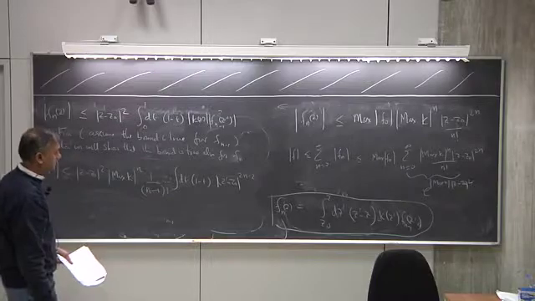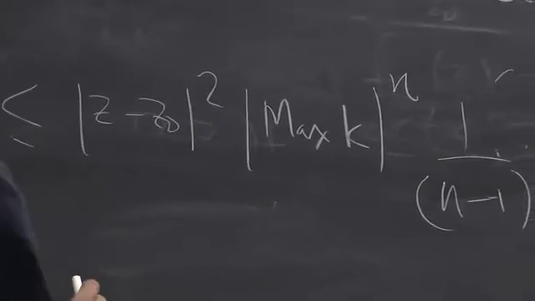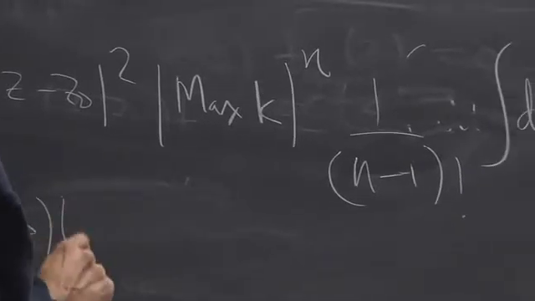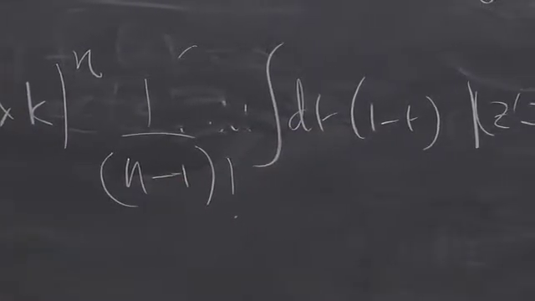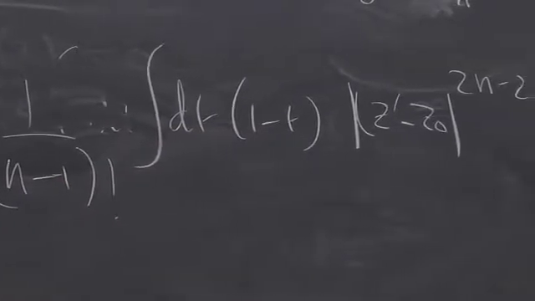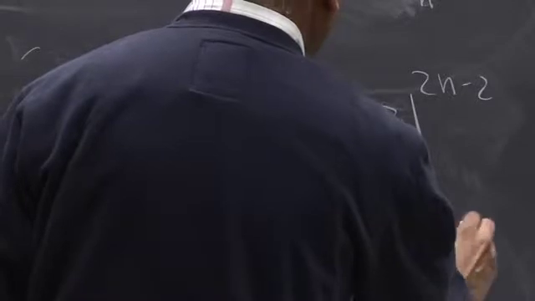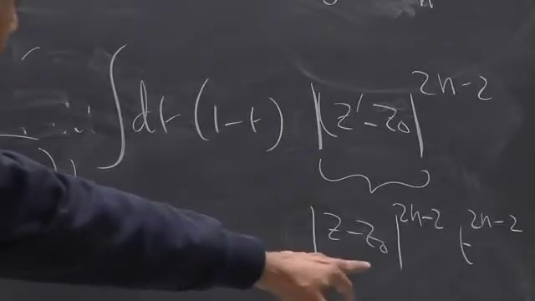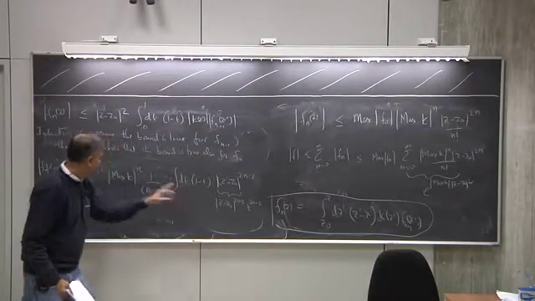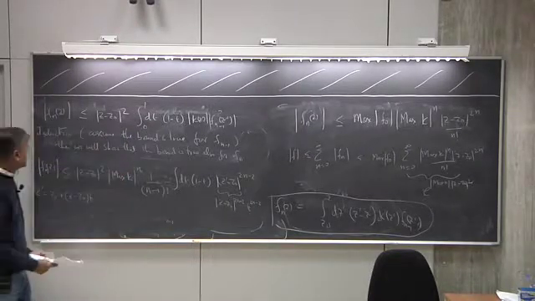But now, what is z prime minus z0? Remember, our parameterization was z prime equals z naught plus z minus z naught times t, right? So z prime minus z naught is simply z minus z naught times t. So this quantity is z minus z naught to the power of 2n minus 2 times t to the 2n minus 2. You can take this part out because it does not depend on t. So you see this becomes 2n. We are coming closer and closer to that now.